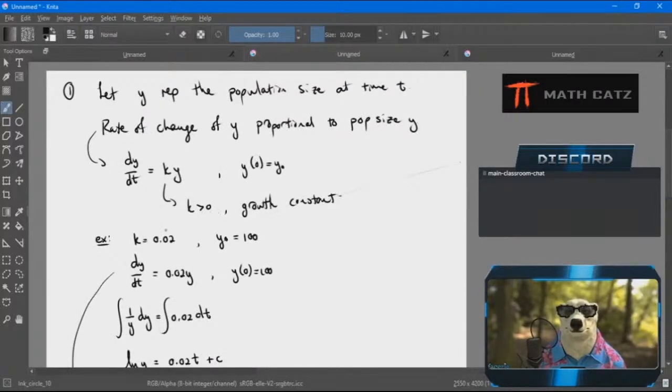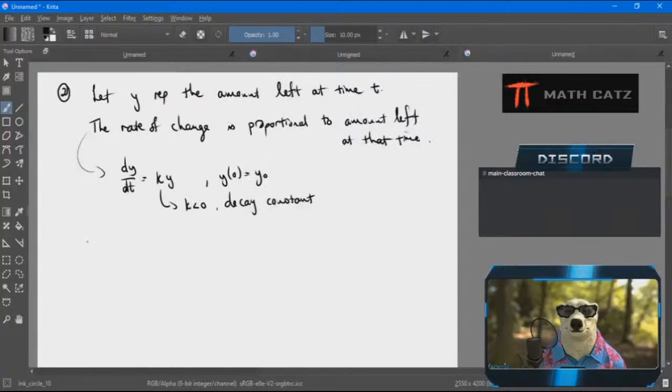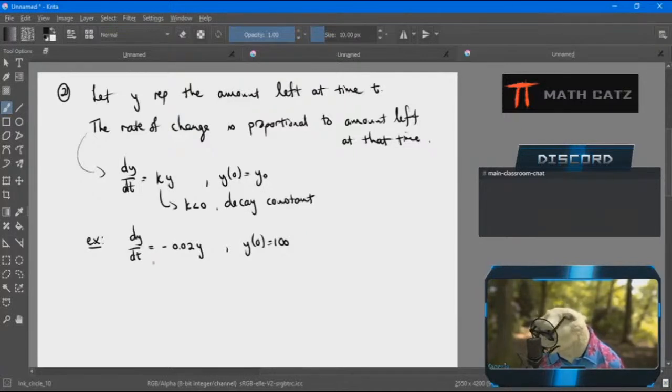Exactly the same. The only difference is that the k is now negative. And that's not going to have any effect on how I approach the differential equation. Let's take an example. Let's suppose I have a decay constant of negative 0.02, let's say again. And let's suppose I have an initial amount of 100. Could be 100 grams of the radioactive material or whatever. Then there's literally no change in how I approach this.